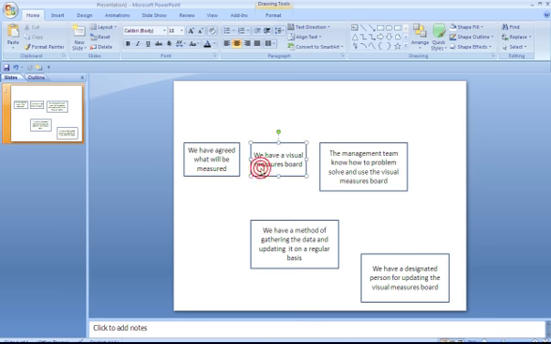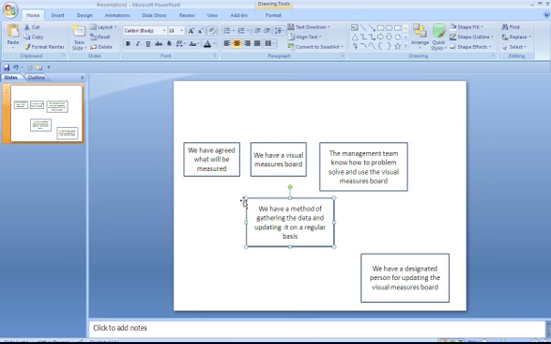In order to have a method of gathering the data and updating it on a regular basis, must we have a visual measures board? And again, not really. In order to have a method of gathering the data and updating it on a regular basis, should we first have agreed what will be measured? Well, I would argue absolutely we should. Therefore, the dependency sits here, which is between this objective here and this objective here.